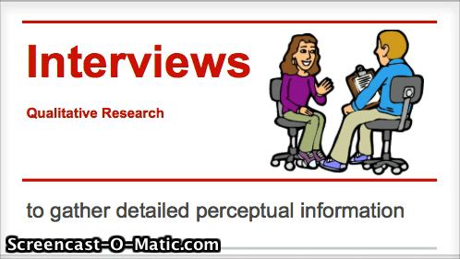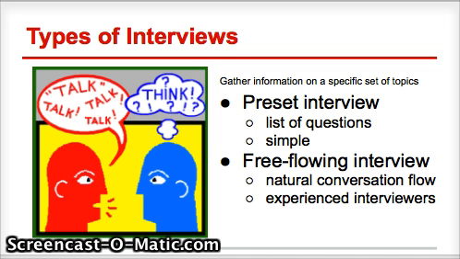Interviews are usually discussions on a one-on-one basis between the interviewer and an individual, meant to gather information on a specific set of topics. Interviews can be conducted in person or over the phone, and they differ based on the level of structure placed on the interview. The two different types of interviews used to gather information on specific topics are called preset interview and free-flowing interview.